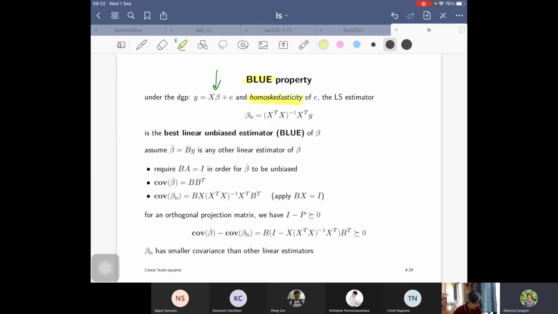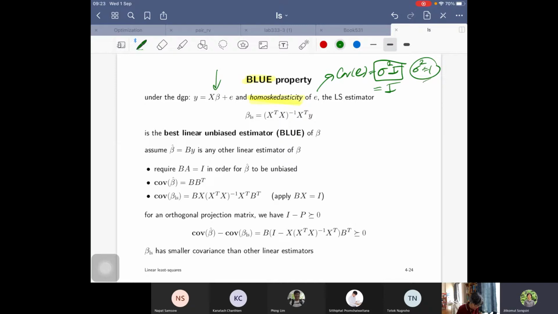This property relies on the DGP y equals x beta plus e, and on the homoscedasticity of the noise. This is to say that the covariance of e is a multiple of the identity matrix, so that all the noise from all the samples has uniform covariance. Without loss of generality, we can just assume that the variance is 1. The proof can be slightly modified if it's not equal to 1.